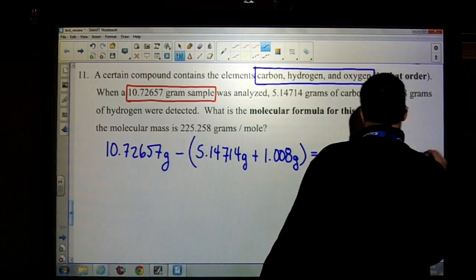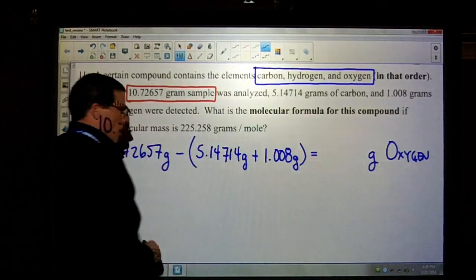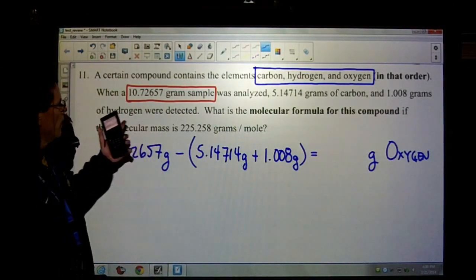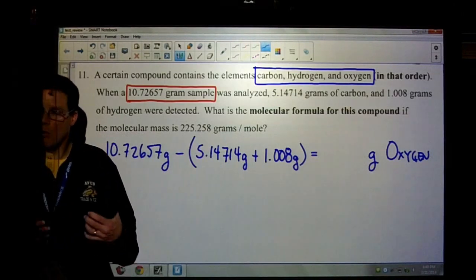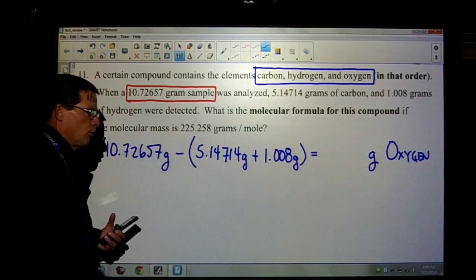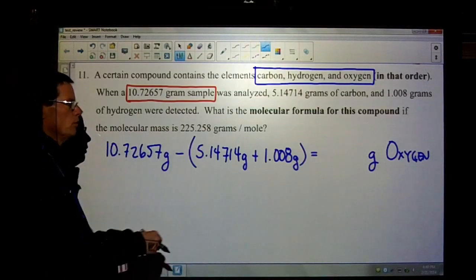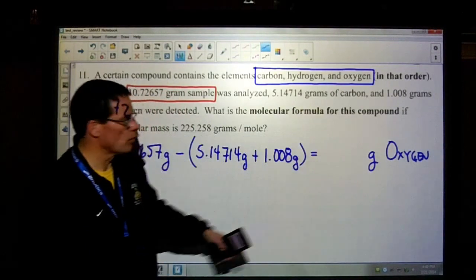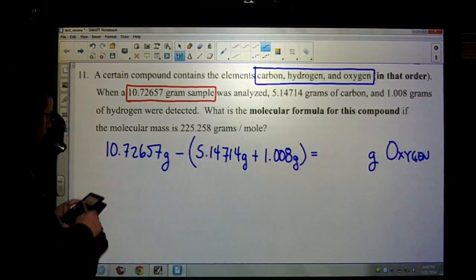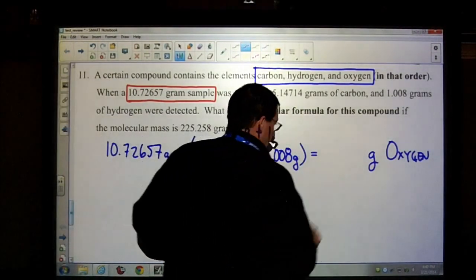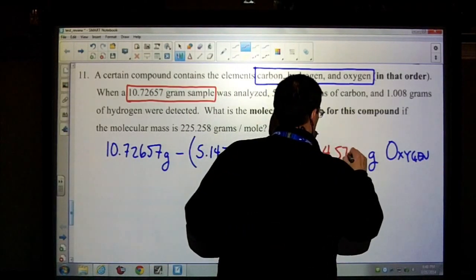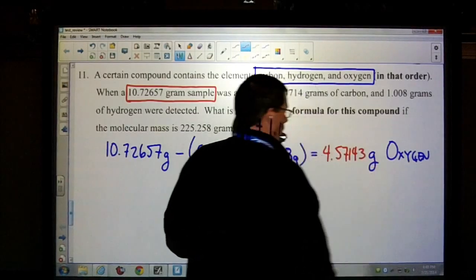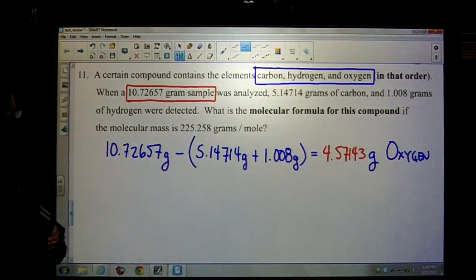And yes, you'll see something like this on the test. I promise. I want you to be able to determine what all the masses are from information given. You can't just be a robot and go, that's grams, now I'm going to find out moles. You have to determine how many of the unknown, but it's given. It's not unknown. You just have to do a little bit of work. So 4.57. 5.7, we'll say 1.4.3. Okay? So there we have all of our elements now.